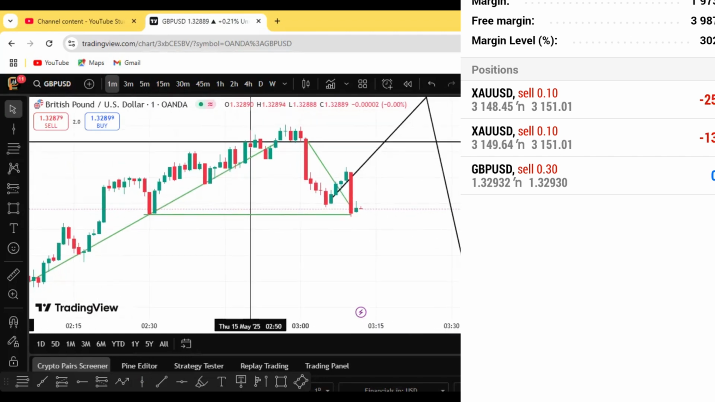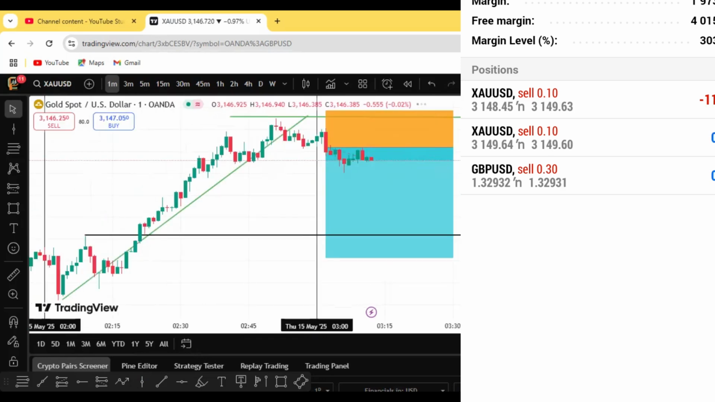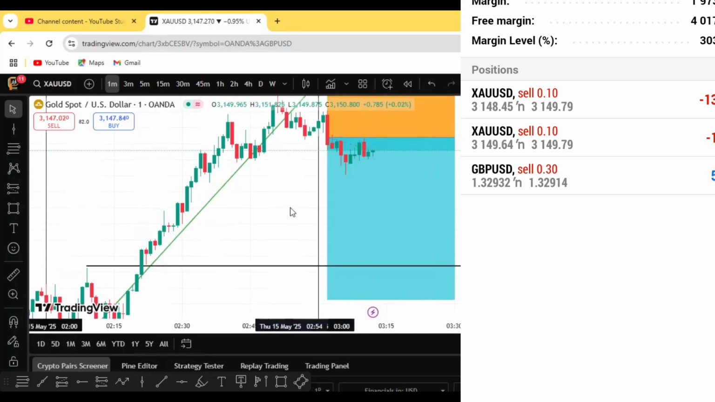So that's GBPUSD. If you entered here, this is where we entered from. I just did not enter exactly here. So maybe I could say I missed that move on GBPUSD, but I got one on XAUUSD. So gold is moving. It's $11 so far. Our target is $160, and our stop loss is $82. That's under 1.5%.